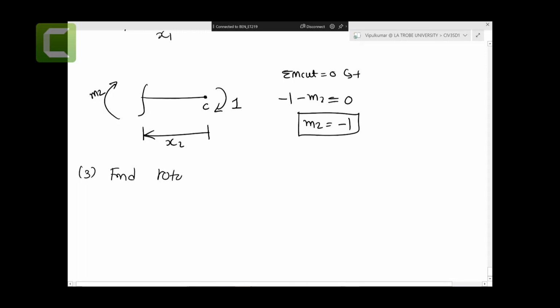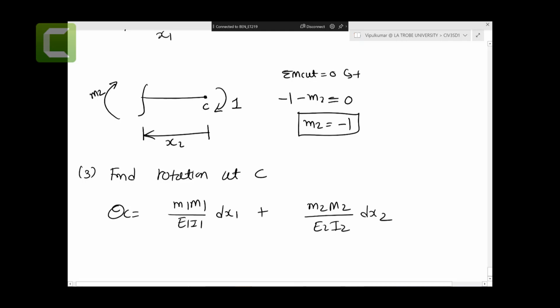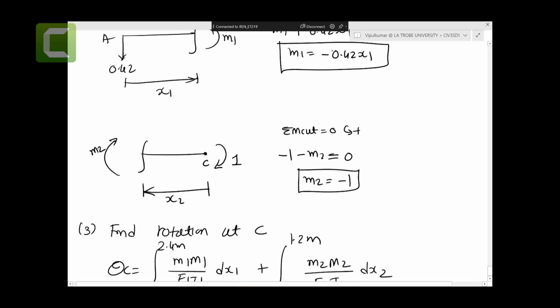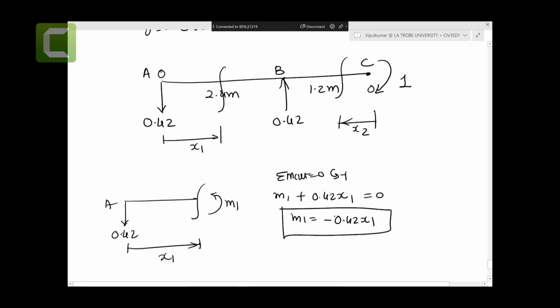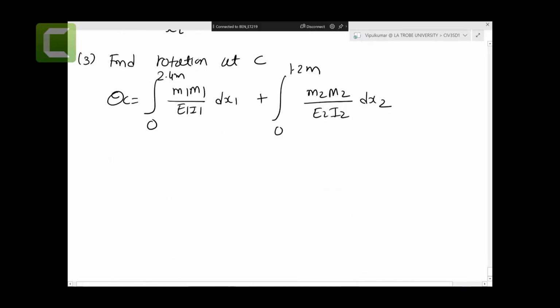Now we're going to find the rotation at C. Let's say theta C equals the integral of small m1 capital M1 over E1 I1 dx1 plus small m2 capital M2 over E2 I2 dx2, with limits 0 to 2.4 meters and 0 to 1.2 meters. You might ask where this comes from: as you can see, x1 starts from 0 and finishes at 2.4 meters, and x2 starts from 0 and finishes at 1.2 meters, right? So we change those distances and keep them consistent, otherwise capital M1 and small m1 would not match.